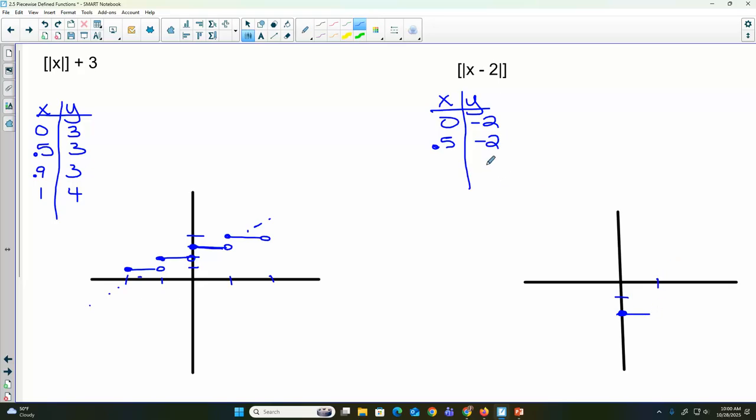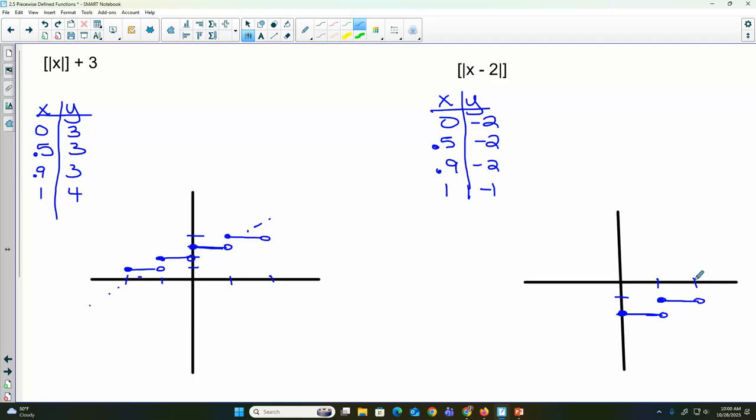If I put in 0.9, 0.9 minus 2 is -1.1. What's the greatest integer of that? But what happens if I put in 1? 1 minus 2 is -1. Greatest integer of -1? So you put an open circle under it to finish this step, and now we know the pattern.